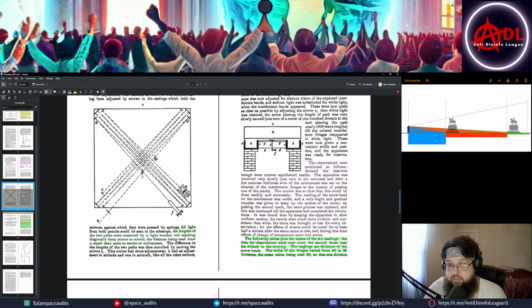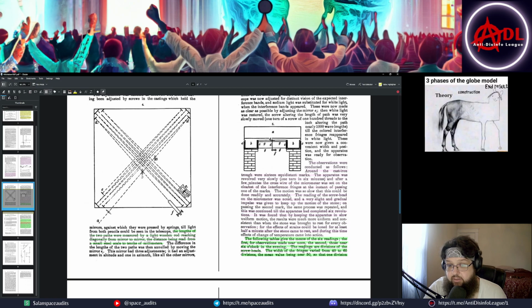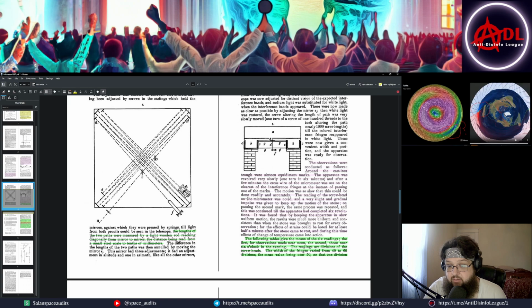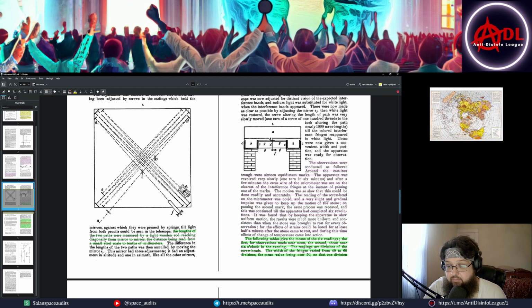After a few minutes, the cross wire of the micrometer was set on the clearest of the interference fringes at the instant of passing one of the marks. The motion was so slow that this could be done readily and accurately. The reading of the screw head on the micrometer was noted, and a very slight gradual impulse was given to keep up with the motion of the stone.